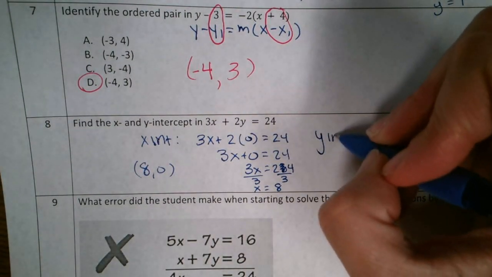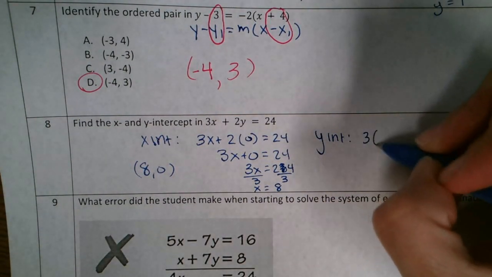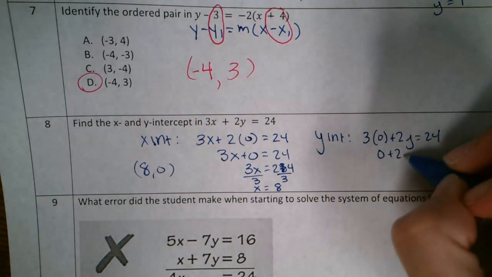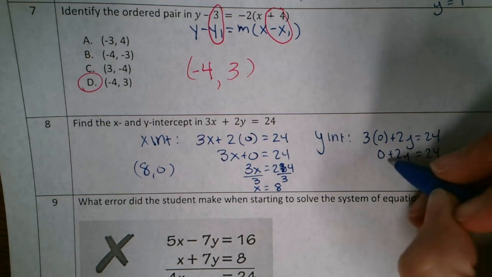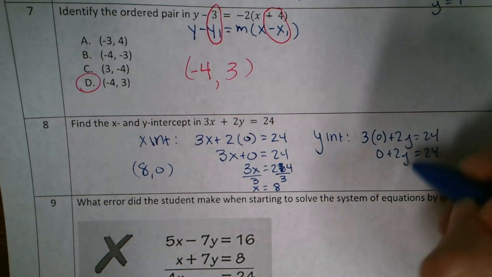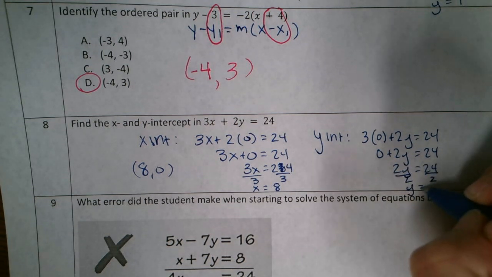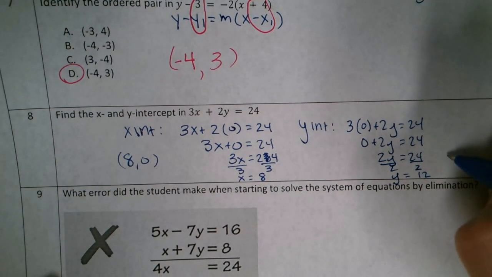To get my y-intercept, I make x 0, and I solve for y. Follow order of operations. So I get 0 plus 2y equals 24. Divide by 2, and I get y is 12. So this is going to be 0, 12.